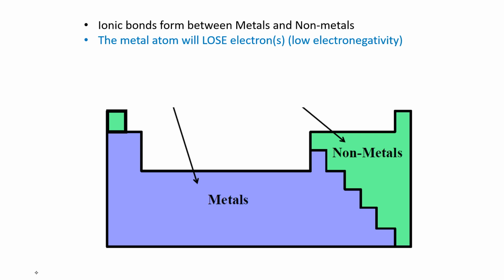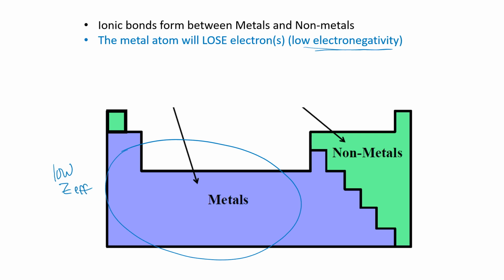And the reason for this is because your metals have really low electronegativities. They're over here on this side of the periodic table. And we know that these elements over here on the left tend to have low effective nuclear charges. That gives them a weak grip on their electrons, so they end up with low electronegativity.